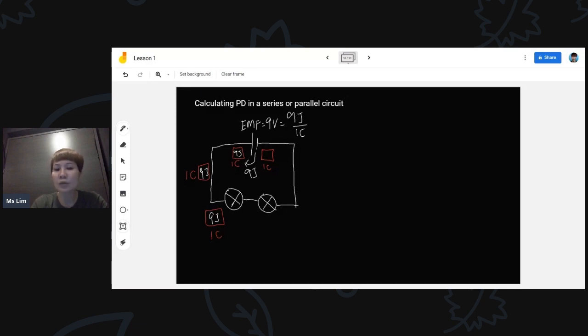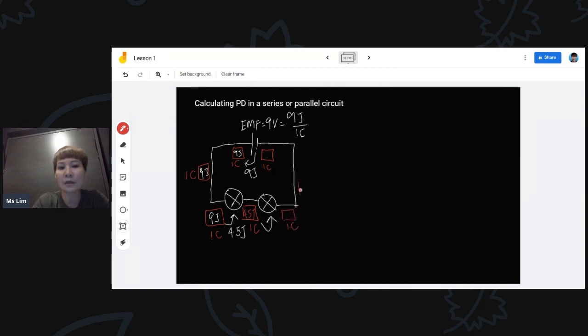So I have 9 joules. Each coulomb will divide the energy. The 1 coulomb that passes through the first light bulb will give it 4.5 joules of electrical energy for it to light up, which means once it passes through the first light bulb, it will have 4.5 joules because there is another one up ahead. As it passes through the second light bulb, it gives all of the 4.5 joules, so it has delivered all the energy and returns home without any electrical energy.